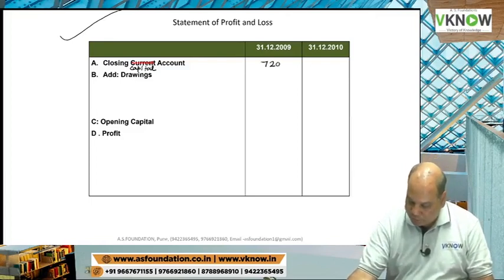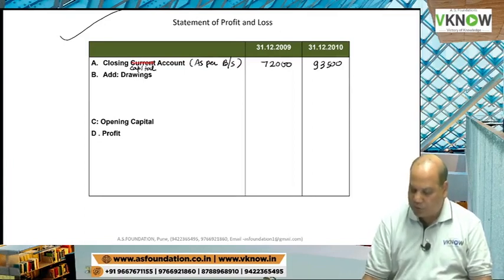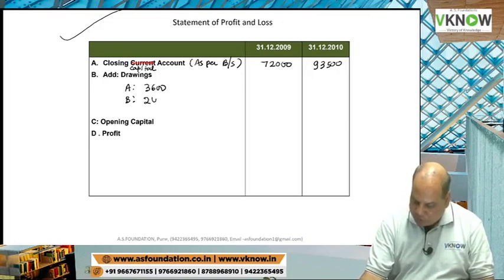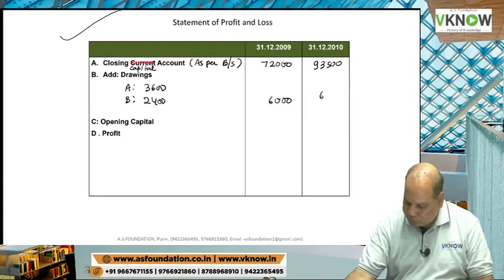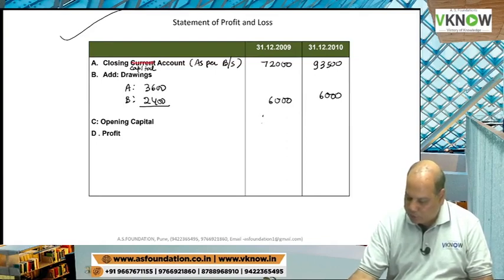Closing capital 72,000, 93,500 as per balance sheet. The source is balance sheet. Add drawing. Drawing of A and B. A's is 3600, B is 2400. So 6,000, both the year 6,000. Opening capital was 50,000 in year 1. This is given in the question.